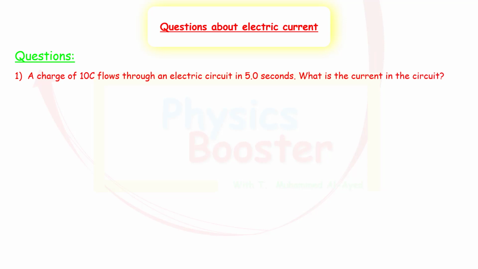It says that a charge of 10 coulombs flows through an electrical circuit in 5 seconds. What is the current in the circuit? And we can see that we have the following choices.